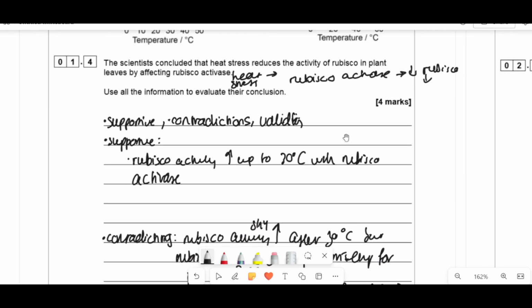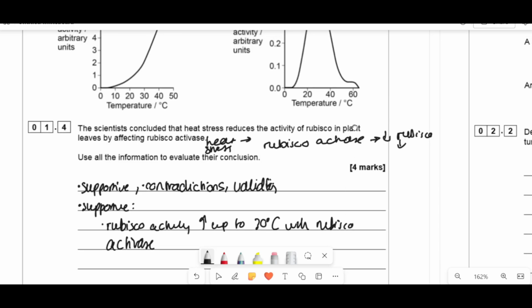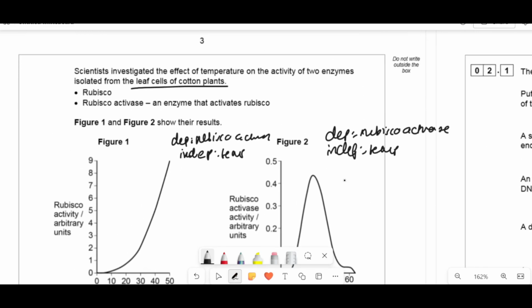But their conclusion is saying that if you heat stress plant leaves, this happens. They've only tested it in isolated enzymes. They've not actually done it in an actual leaf. They've just taken these enzymes out. What if it's different within the leaf?